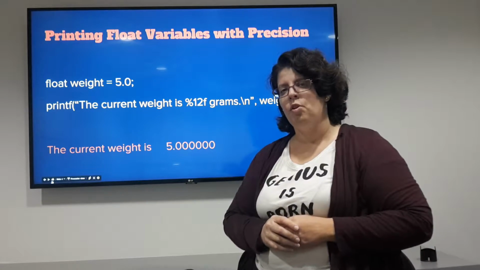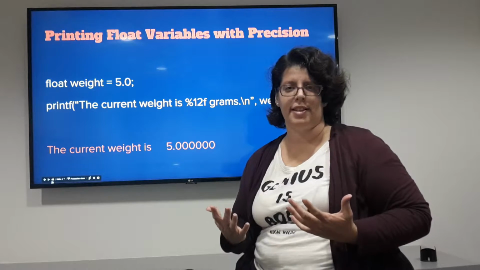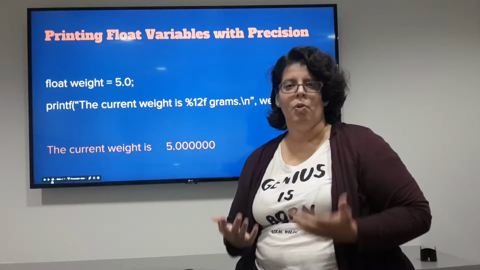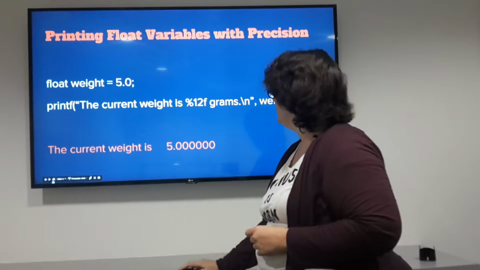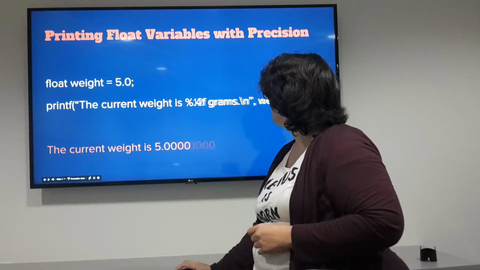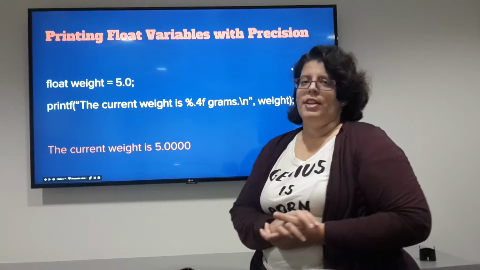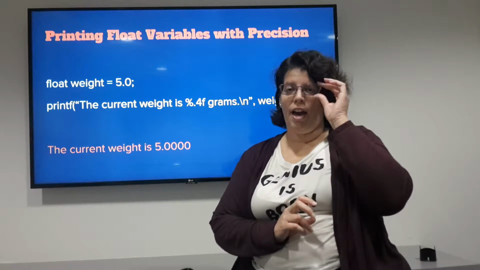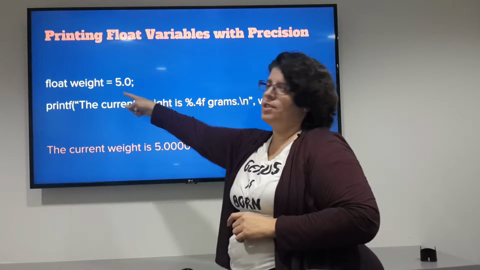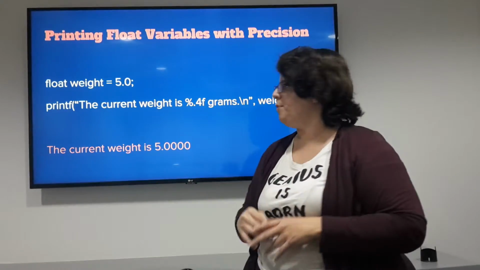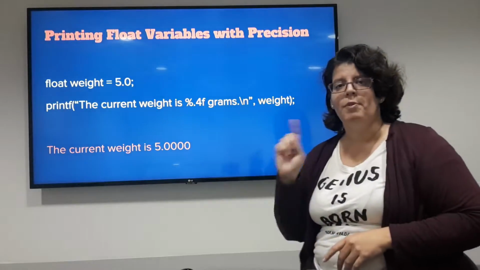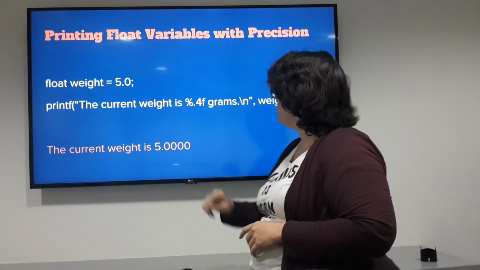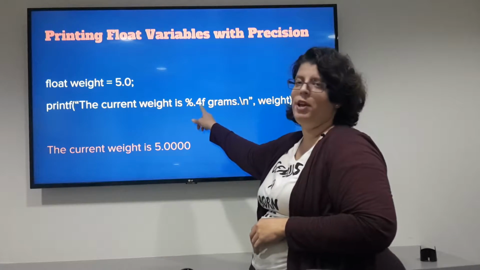So we're still kind of stuck with these 6 zeros at the end. What do we do if we want to get rid of those 6 zeros? Let me show you how. So in this case here, I have the same exact declaration, float weight, just like the previous examples. I have a print statement with the same wording, just like the previous examples. But look at what's in the %f. In between the % and the f, I have a 0.4.